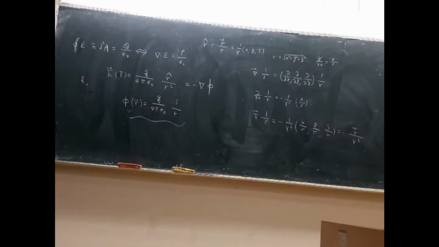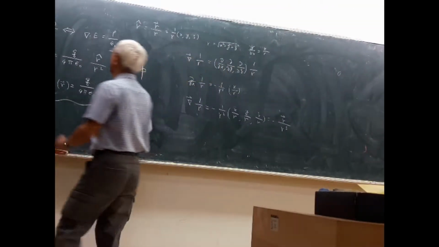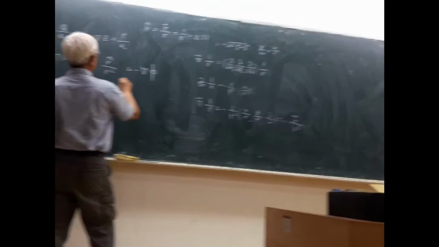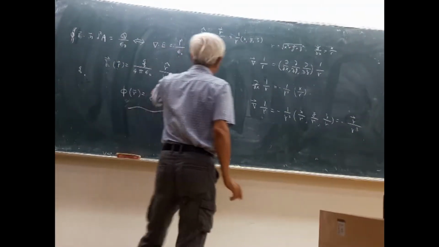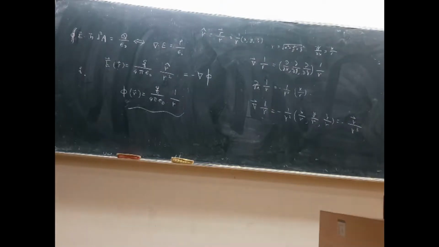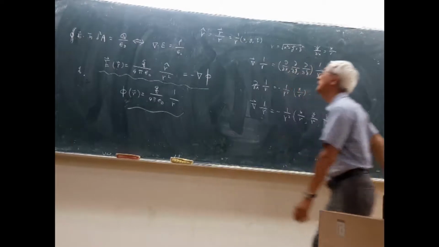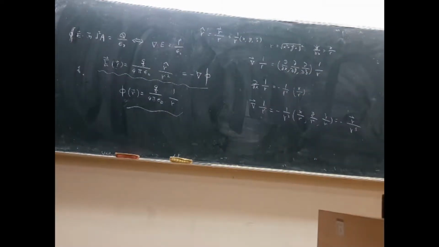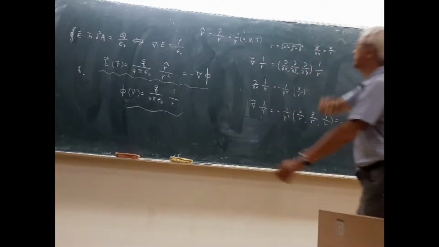Okay, so that is exactly equal to that one. So the Coulomb's law at the origin implies that the electric field is a gradient.